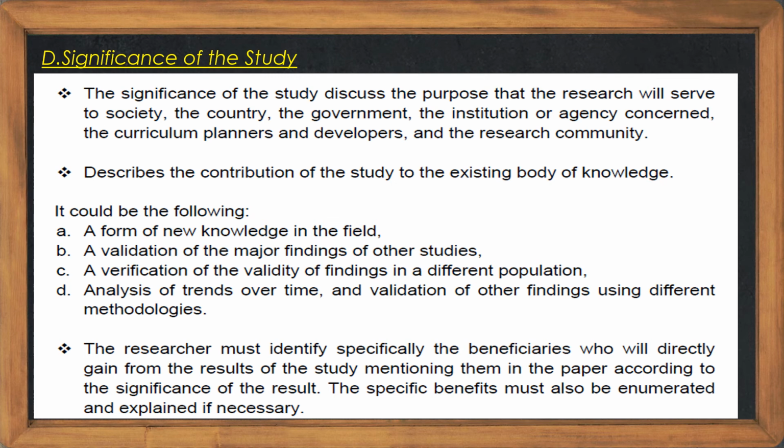So the researcher must identify specifically the beneficiaries who will directly gain from the result of the study, mentioning them in the paper according to the significance of the results. The specific benefits must also be enumerated and explained if necessary. So as much as possible, you need to identify who benefits from your proposal or your research study.